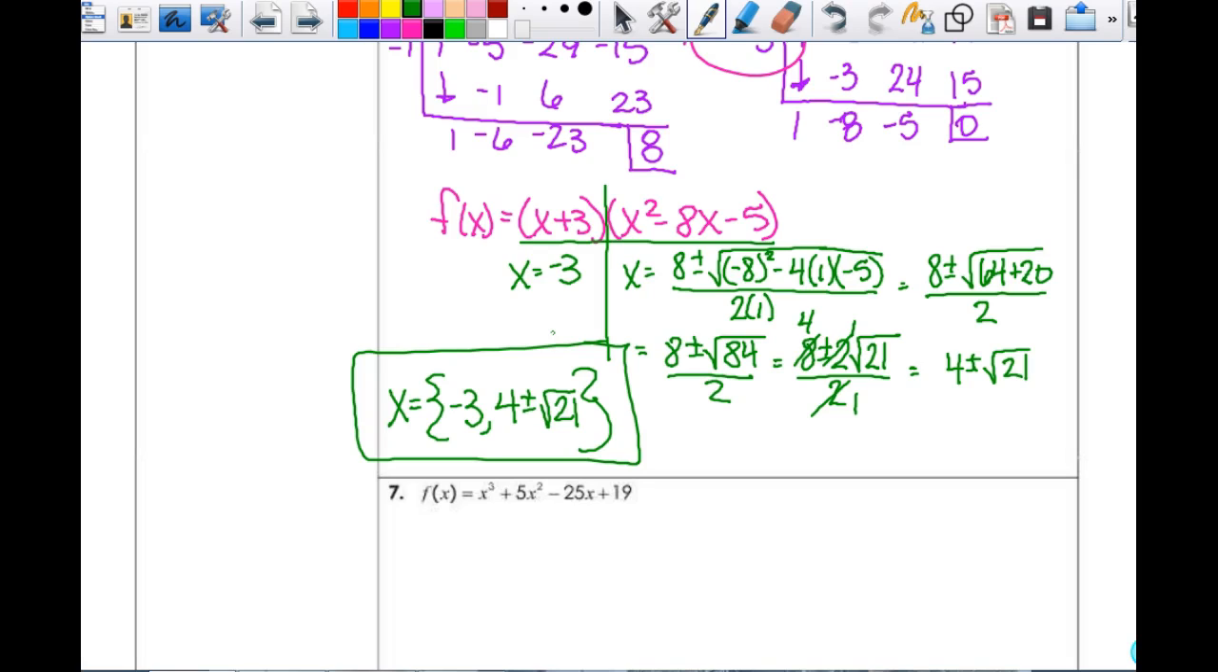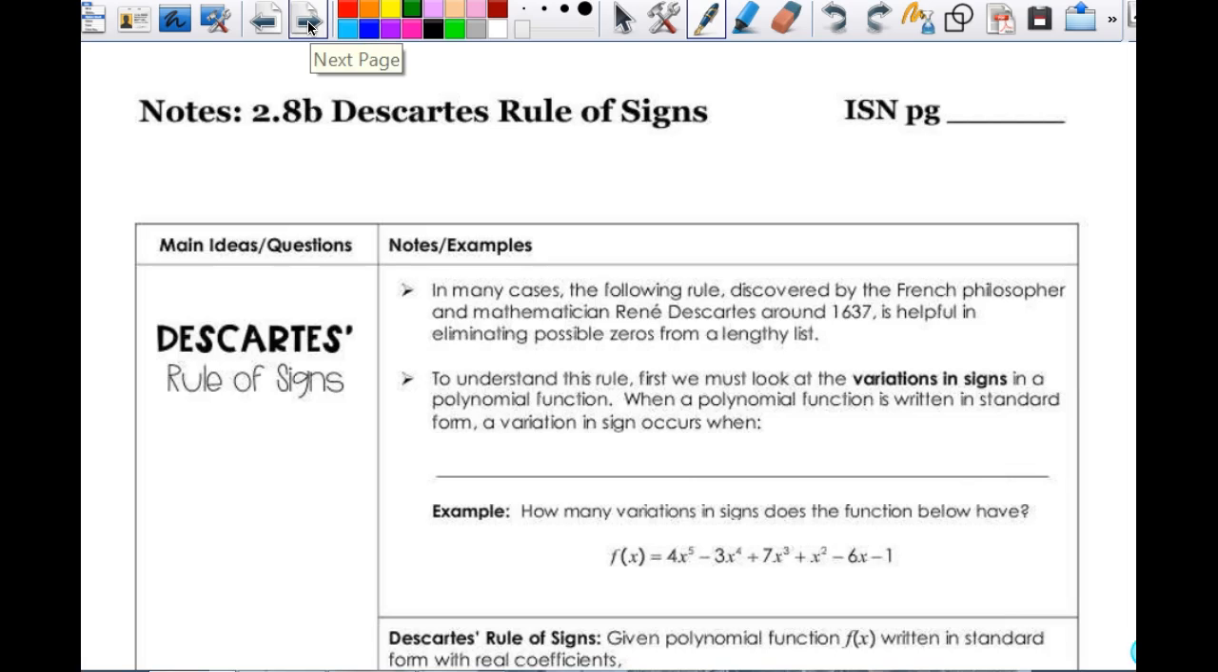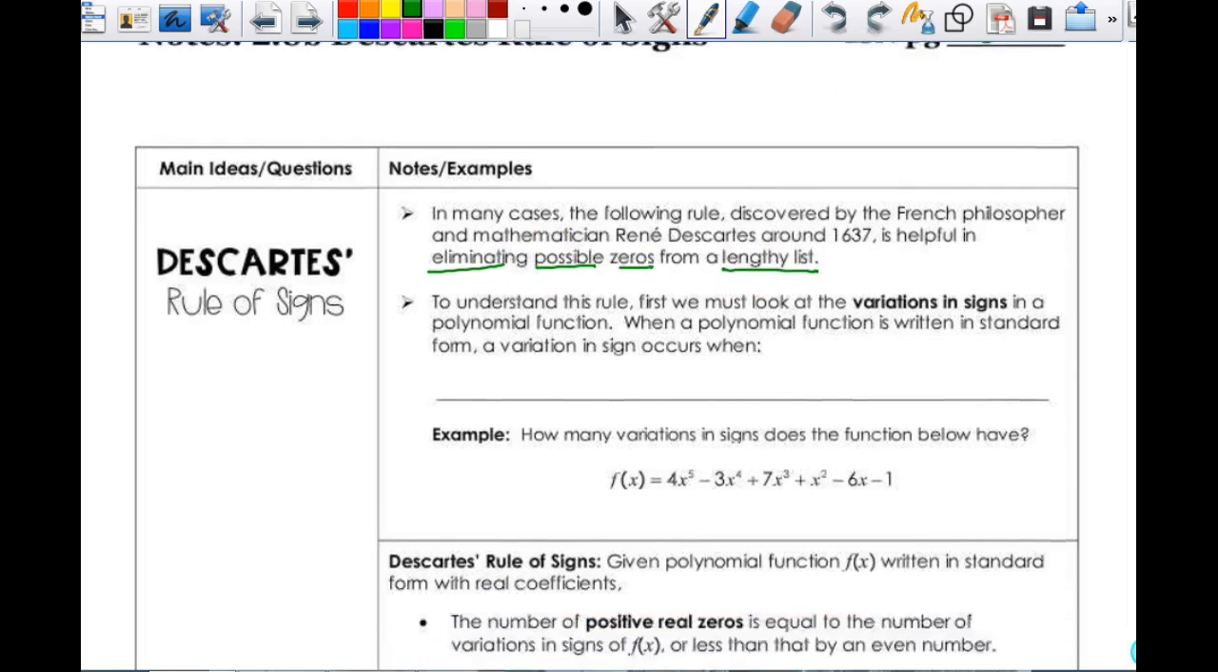But one of the many things he is responsible for is the rule of signs. That's why it's called the Descartes' rule of signs, and this goes on page 57. And there should be a little apostrophe here because his last name actually has an S in it. So the Descartes' rule of signs. In many cases, the following rule, discovered by French philosopher and mathematician René Descartes in 1637, is helpful in eliminating possible zeros. This is nice. We want to eliminate possible zeros from a lengthy list.